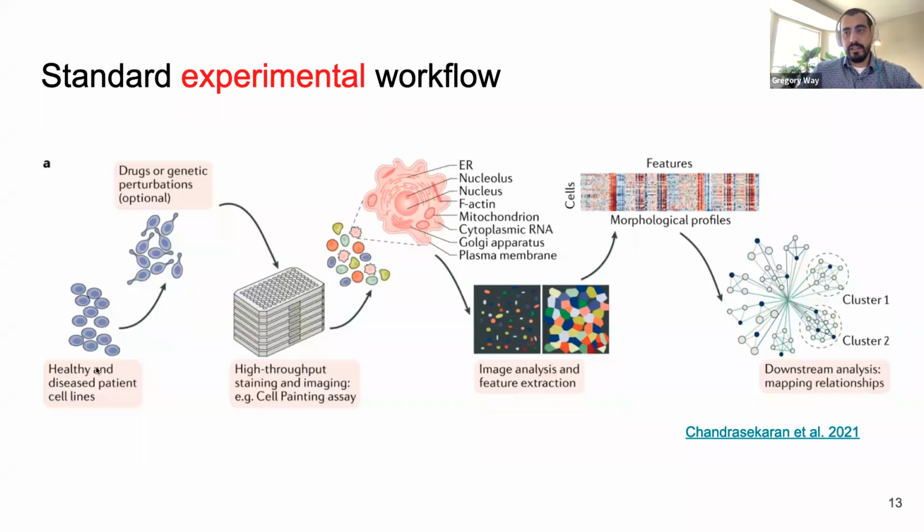So we start with cells. These could be healthy cells, diseased cells, cell lines, or patient-derived lines. Optionally, we perturb them. We do this pretty often with drug panels for phenotypic drug screening or genetic perturbations. So this could be like CRISPR or RNA interference. We plate these cells on 384 well plates or 96 well plates, and we apply high throughput staining. So we typically use the Cell Painting assay, but like I said, that's modifiable.